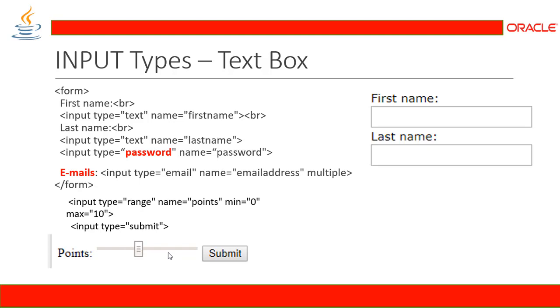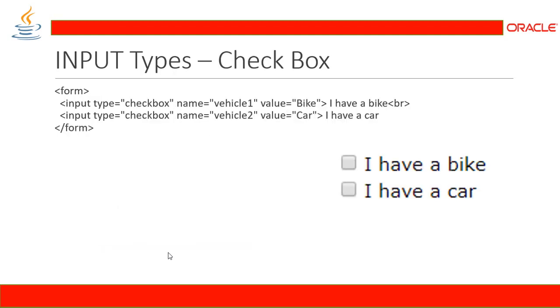Another attribute is called step. When you move the slider, it will move in specific steps, like a difference of 2 or 5 or 10. So this is a very interesting feature introduced in HTML5. We'll see it when we actually execute it.